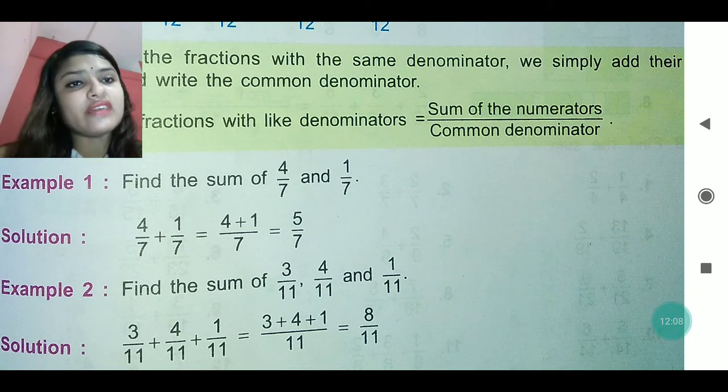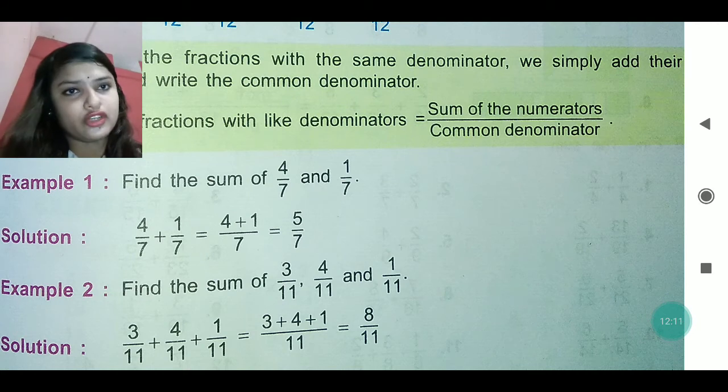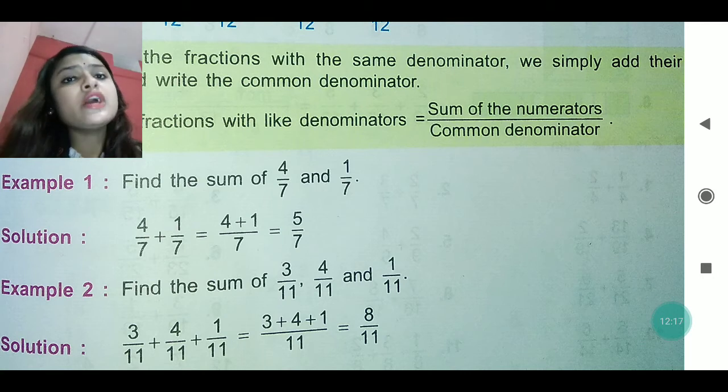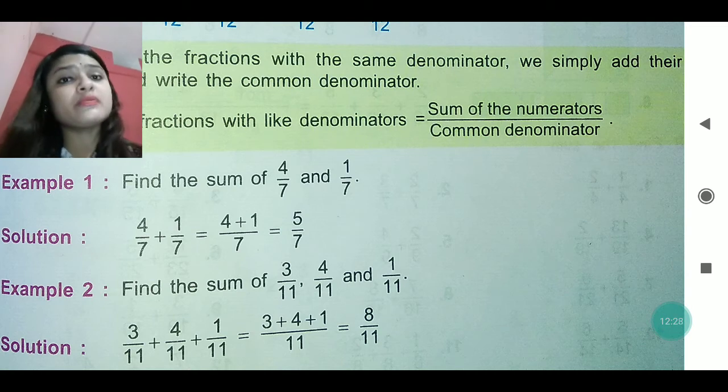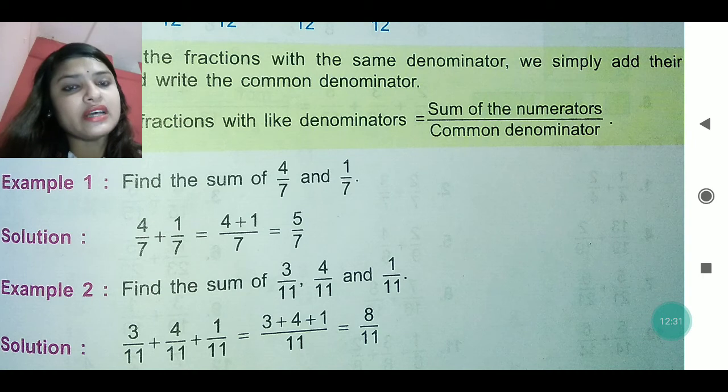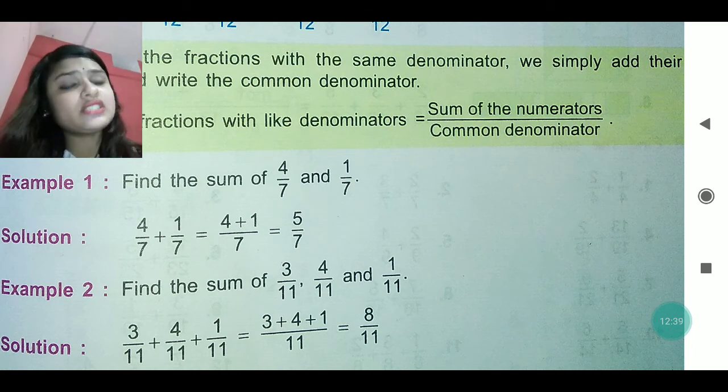Find the sum of 4 by 7 and 1 by 7. You can get this kind of question also. Don't get confused if "add" or "and" is written in between, in place of the plus sign. Then also you have to add, because the sum is written. Find the sum. If it is written find the difference, then you have to subtract. But if it is mentioned find the sum, it means you have to add only. 4 by 7 plus 1 by 7. You will take the common denominator, that is 7, and 4 plus 1 you have to add. The numerators you have to add, means the sum of the numerators you have to find out. So 4 plus 1 will be 5, and common is 7.